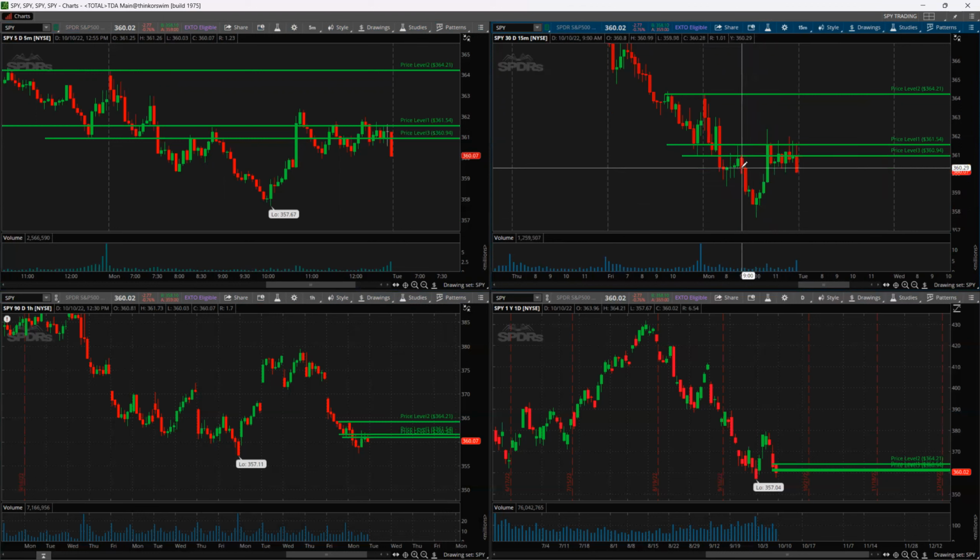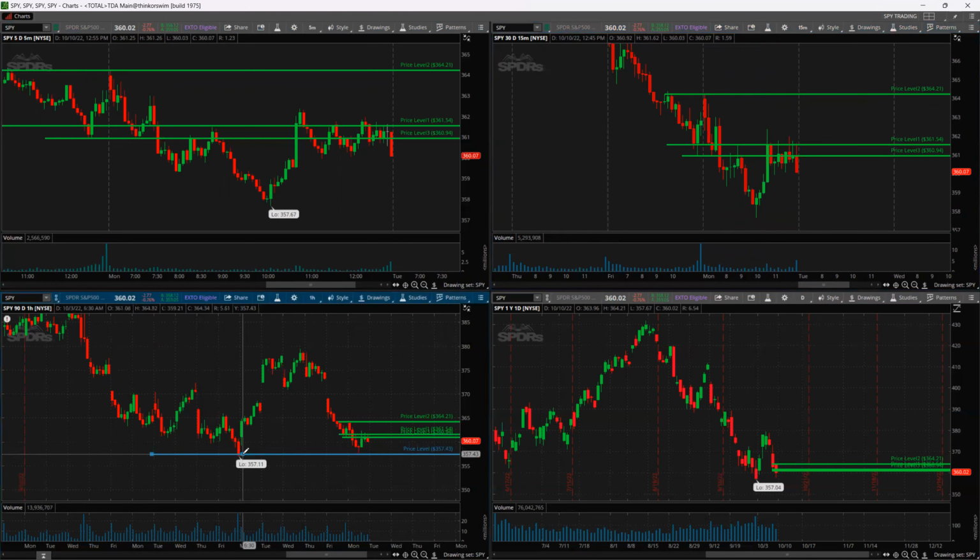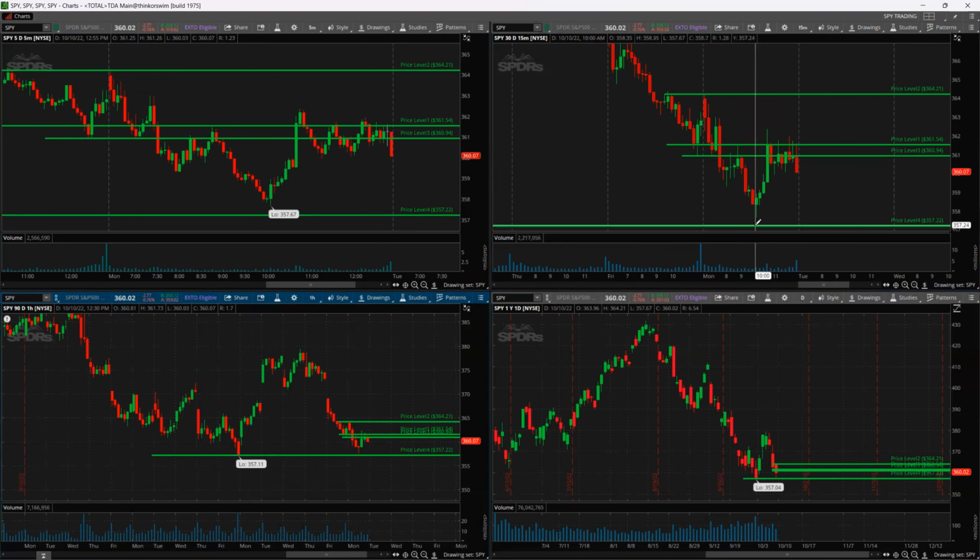Very, very simple. Same thing from earlier. 357 is going to be your support, your recent support. SPY reversals off the 357 area support right here, and we bounce. And guess what happens with SPY again?